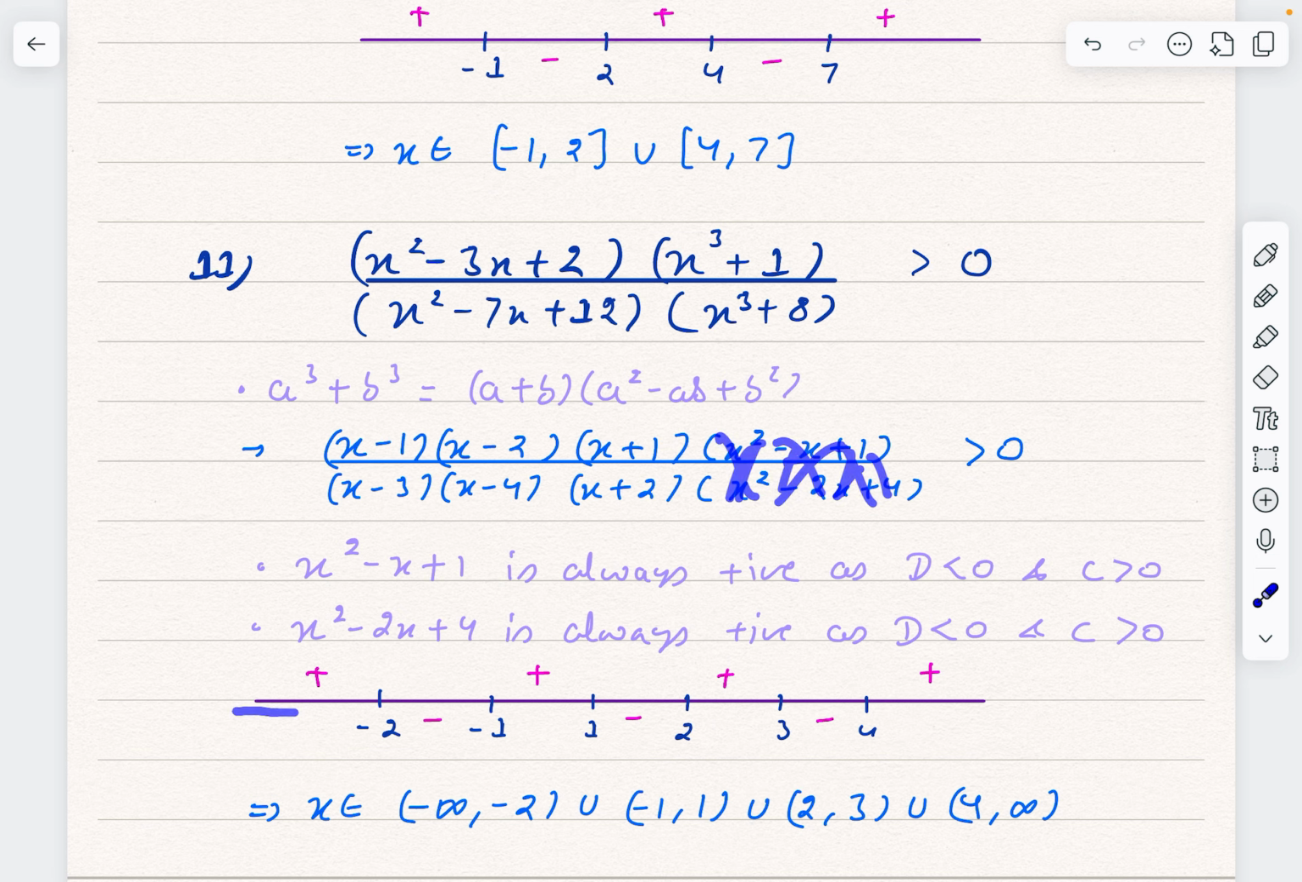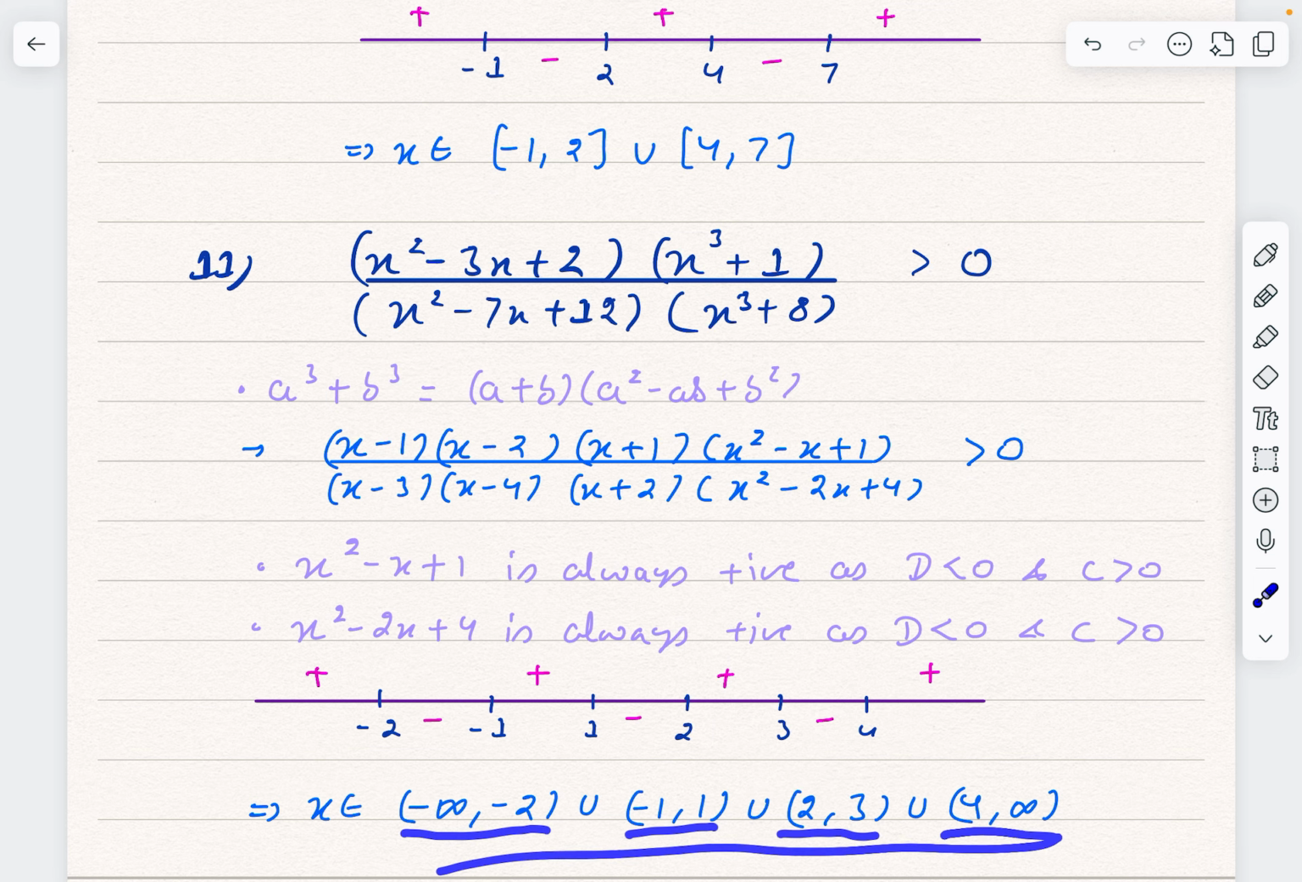Remaining all the roots you can plot: -2, -1, 1, 2, 3, 4. Wavy curve. You want greater than 0, so it will be minus infinity to -2, union -1 to 1, union 2 to 3, union 4 to infinity. All open. I hope it is clear, guys. Next problem.